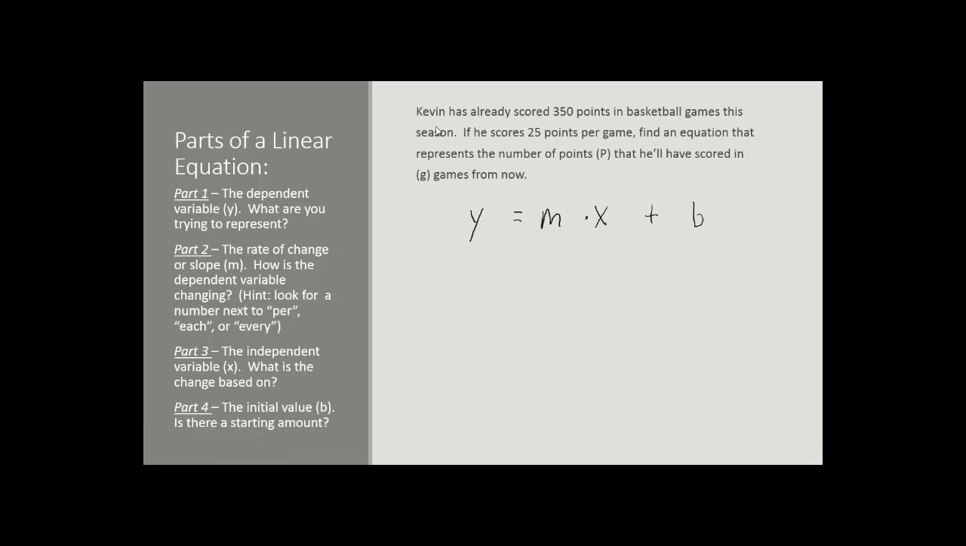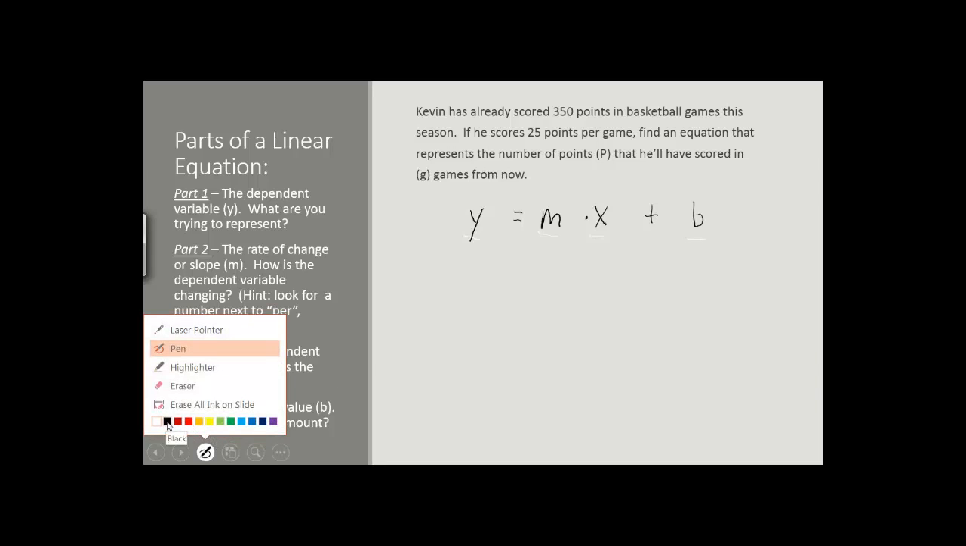So here's today's question. Kevin has already scored 350 points in basketball games this season. If he scores 25 points per game, find an equation that represents the number of points that he'll have scored in G games from now. Now, if we are going to construct a linear equation, there are four pieces to the puzzle. The y, the m, the x, and the b.